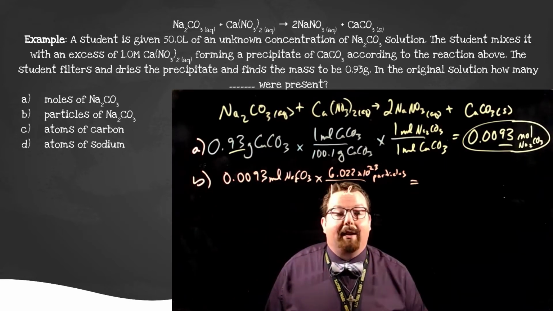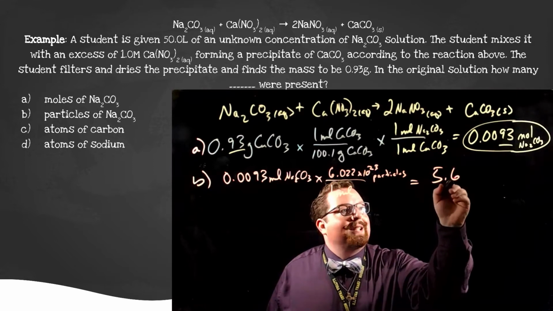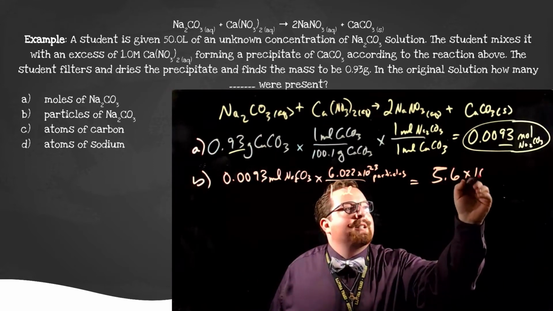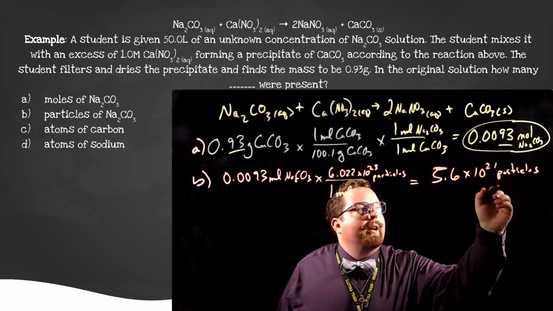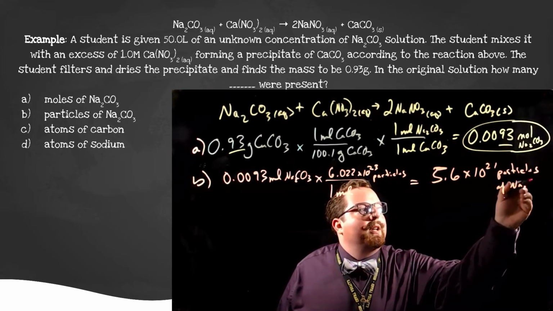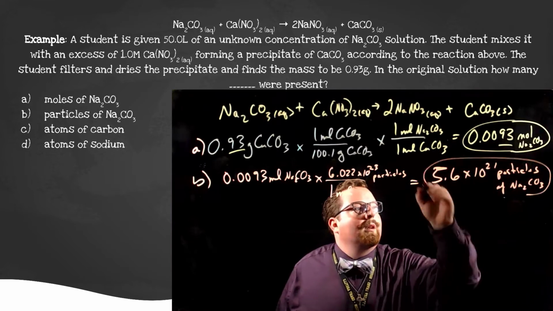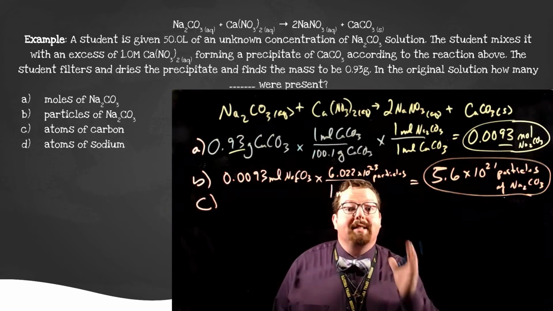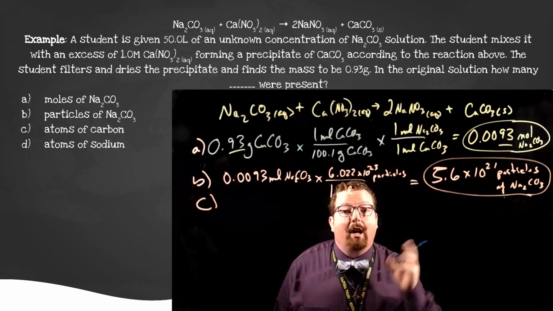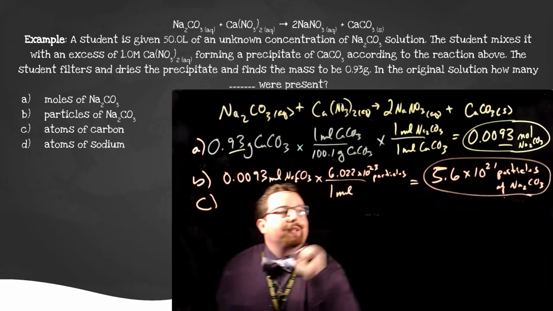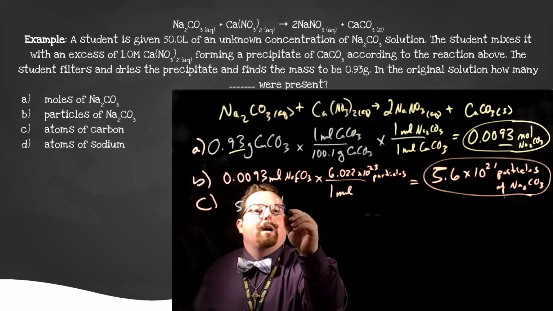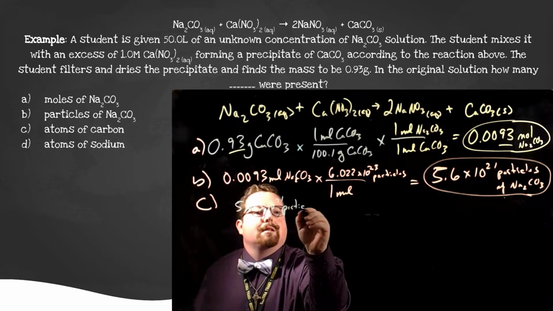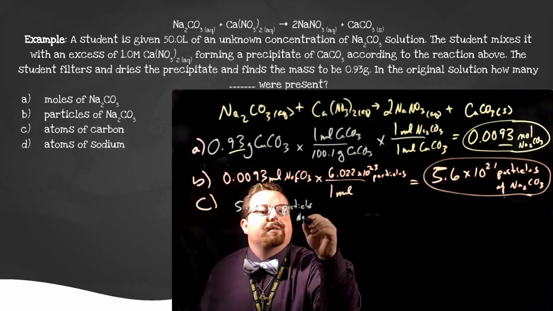And when we multiply those, we get 5.6 times 10 to the 21 particles of Na2CO3. Part C wants to know how many atoms of carbon there were. So we look at, there's 5.6 times 10 to the 21 particles of Na2CO3.